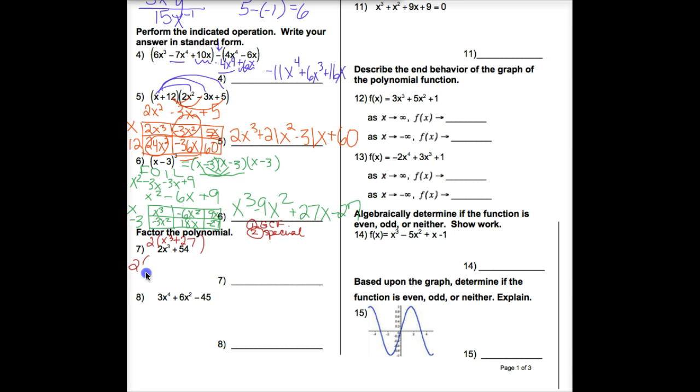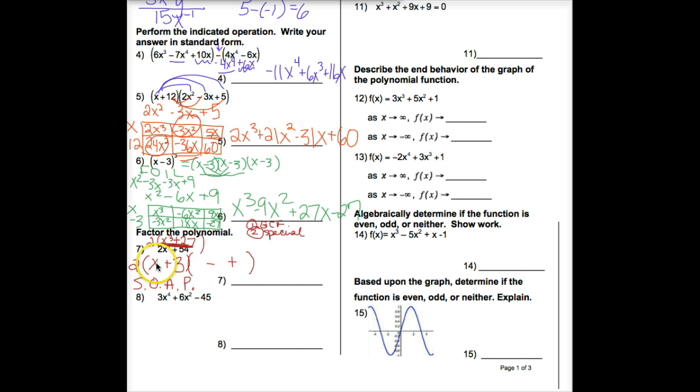So that means this is going to be SOAP. So I fill in my signs. Same as the original, opposite of the original, always positive. The binomial, you look at this, don't look back at the original, look at the one that you've already taken the GCF out of. The cube root of x cubed is x. The cube root of 27 is 3.